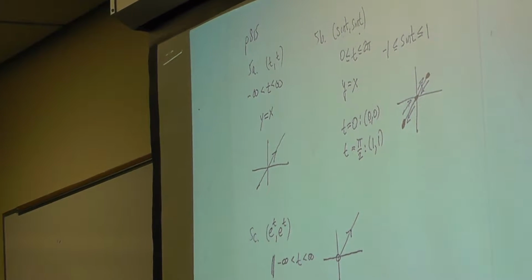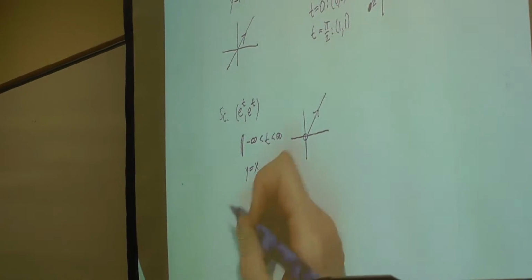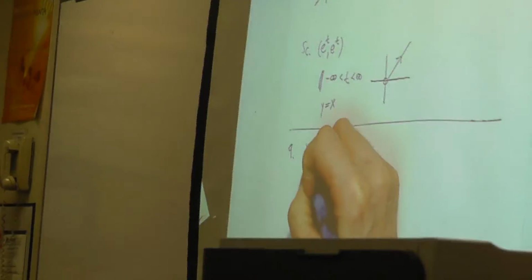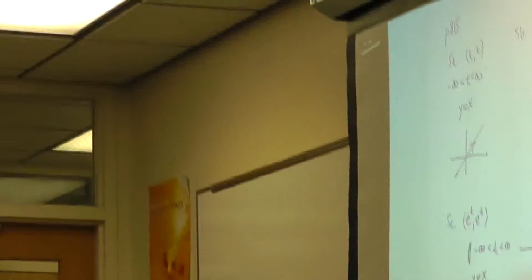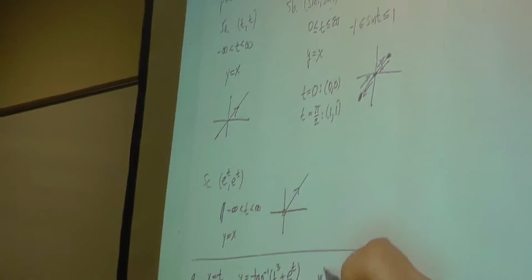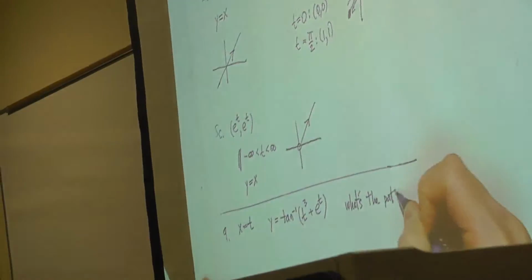Number 9. Okay. So, fortunately, they're not asking you to graph this, but they give you x equals t and y equals tan inverse of t cubed plus e to the t. So what they want you to know is basically what's the path. I didn't make this analogy last time, but I should have. I usually do.